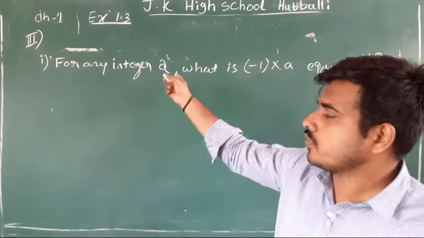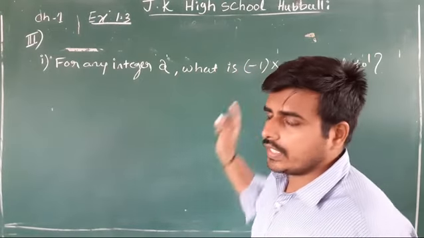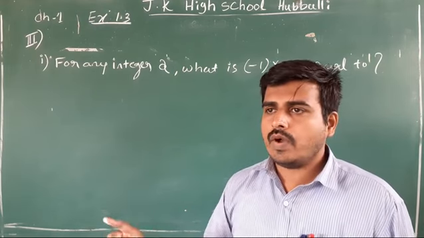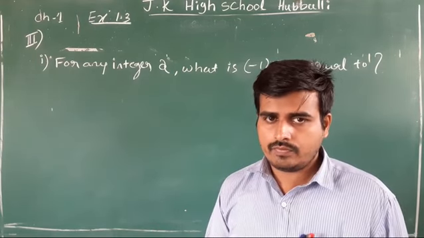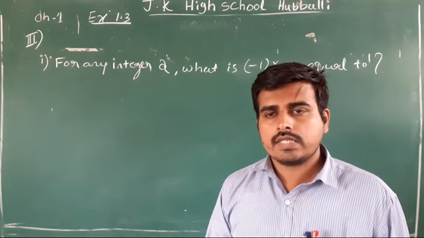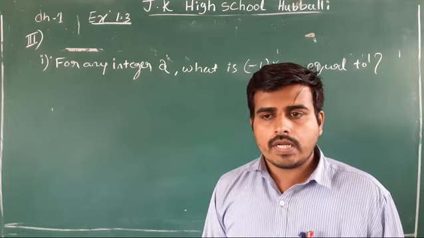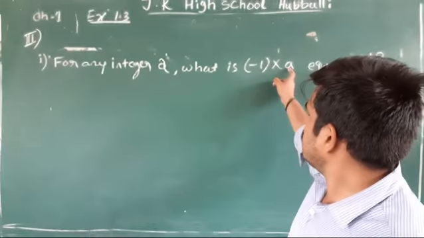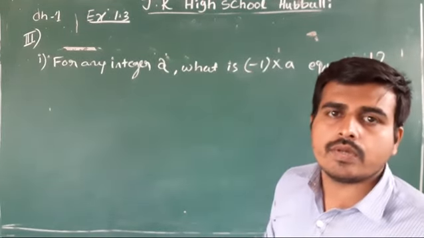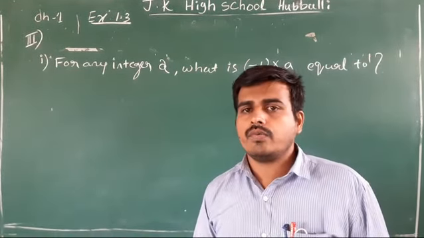In place of a you can assume any number. What happens if you multiply minus 1 to any integer? For example, 5 into minus 1 will give you minus 5. Means you will always get the additive inverse of that number. 6 into minus 1 will give minus 6. Minus 6 into minus 1 gives plus 6. If you multiply minus 1 to any integer, you will get that integer's additive inverse, or you will get the same number with a different sign.